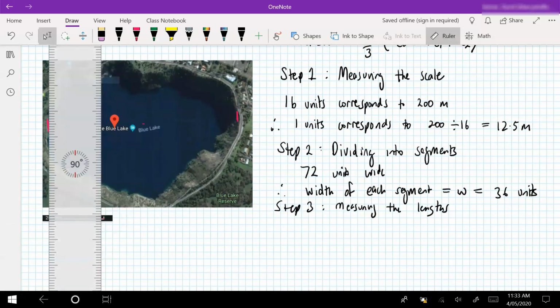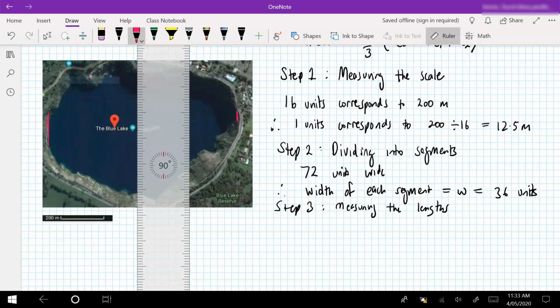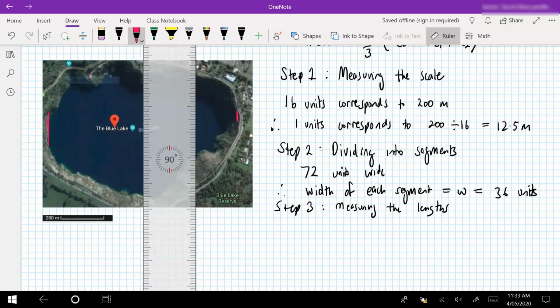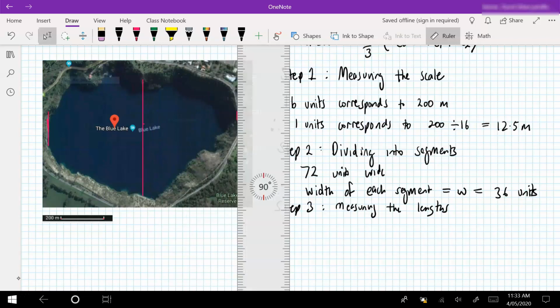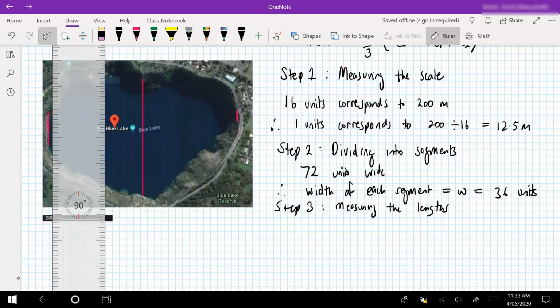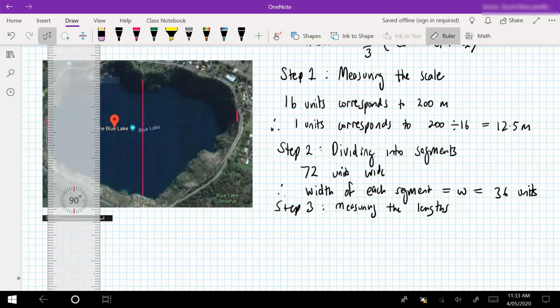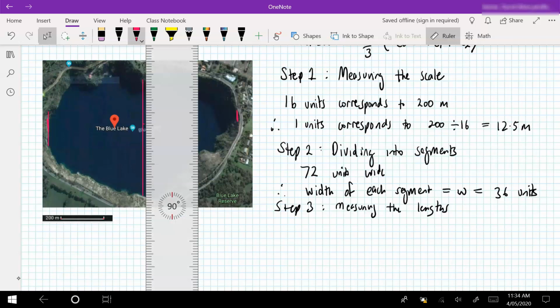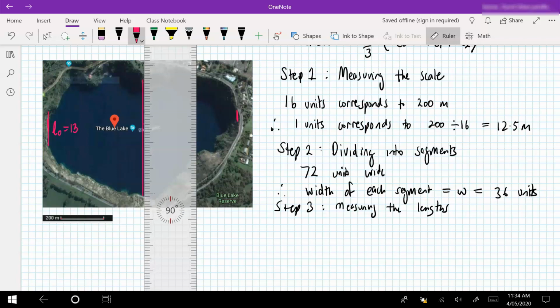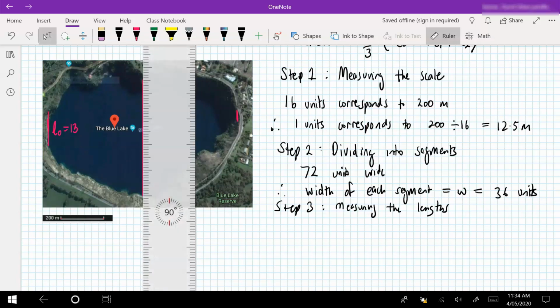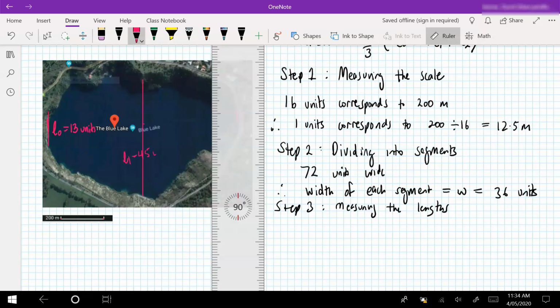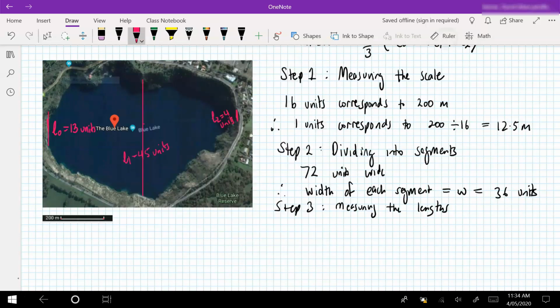Okay, so our next step is to measure the three lengths, L0, L1, and L2. First thing we need to do is actually mark out those line segments which go from one side of the lake to the other side of the lake at those three points. So we see here we measure L0 on the left hand side, L1 in the middle, and L2 at the right hand side. We then use our ruler to measure out in terms of the number of units. So L0 is equal to 13 units in length, L1 is equal to 45 units in length, and L2 is equal to 4 units in length.